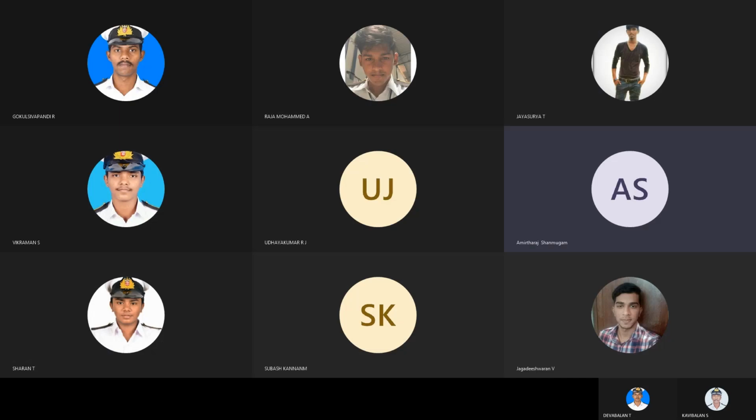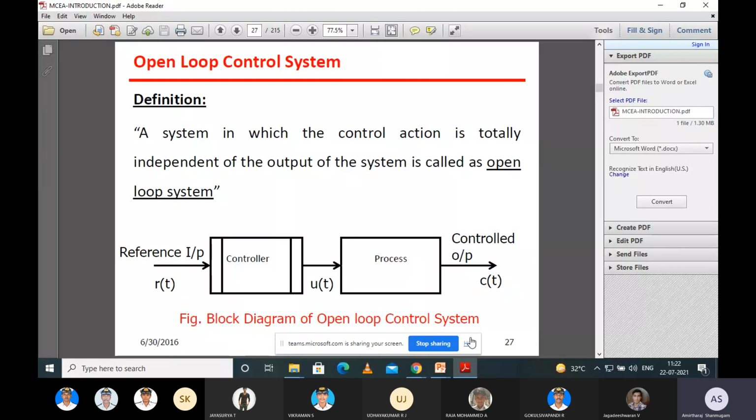So in the previous class, we discussed a lot about our system. What is a system? What is a control system? And how to define the system and control system. Also, how to define our open loop control system. So we are now familiar with the system, which is a number of components connected together to perform a specific task.